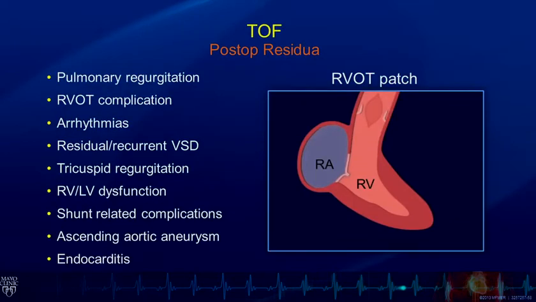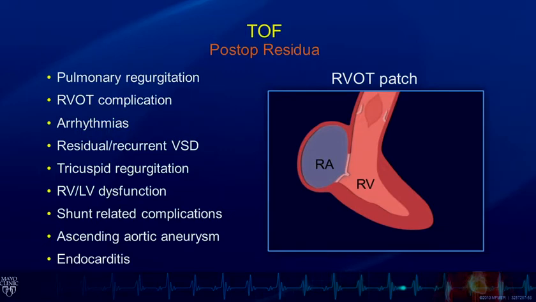Tetralogy of Fallot, the most common cyanotic congenital heart defect. You'll hear a lot more about that in the series. But remember that the repaired patient is not cured of congenital heart disease. And indeed, the most common problem that occurs in these patients is pulmonary valve regurgitation.